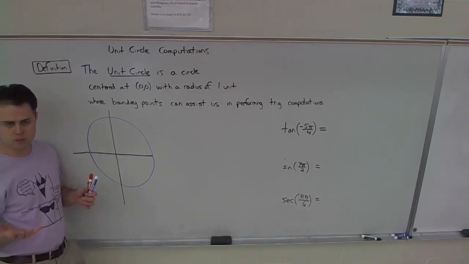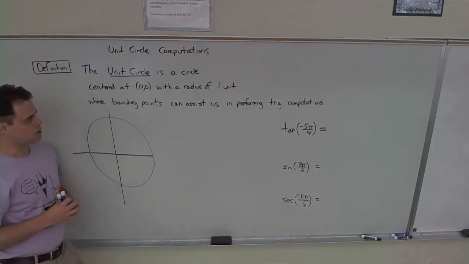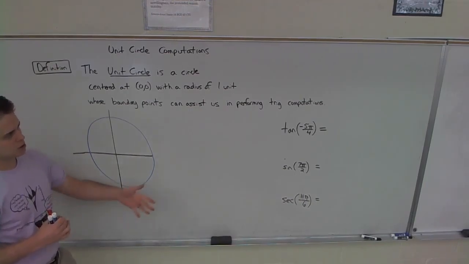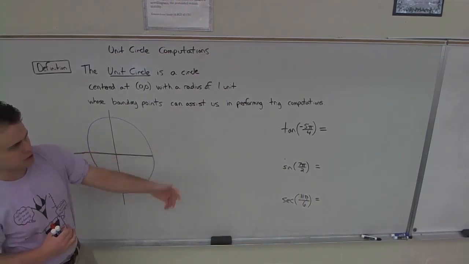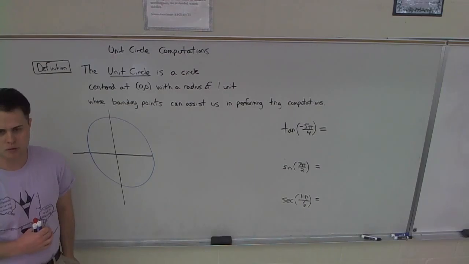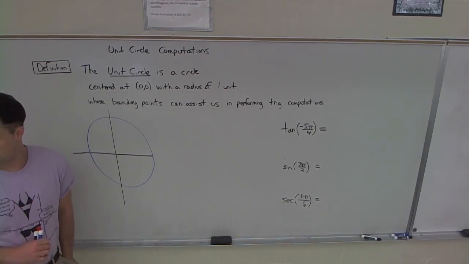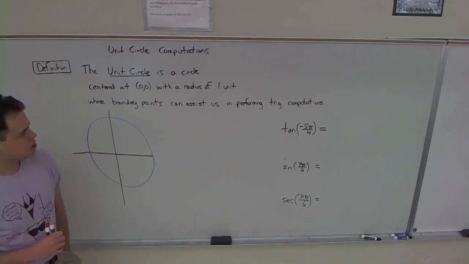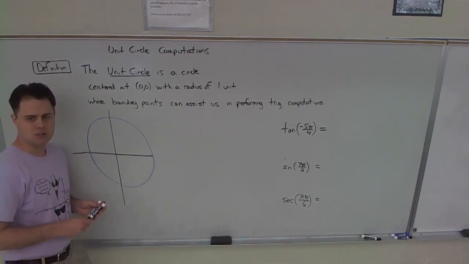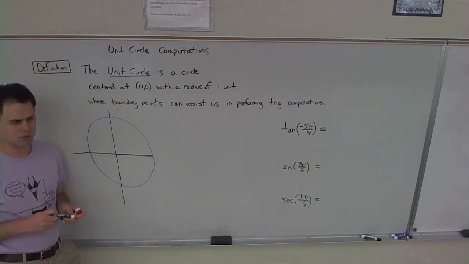They come up all over the place, okay? So that's the goal, learning how to do computations like the ones I have there. How do you find the tangent of negative 5 pi over 4? What's the ratio? So that's the idea. I think something really fundamental with the unit circle allows this to happen.